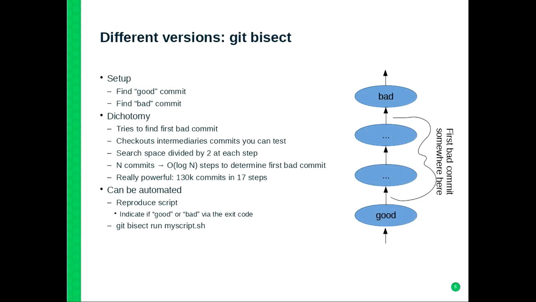So the idea, for those who don't know, is here is your history. You have a good commit in the past. Your program was working, and then something went wrong, and your current state doesn't work. So something in between introduced the bug. Instead of trying every single commit in your history, you do a dichotomy, which is sort of like searching for a word in a dictionary. You cut in the middle. You try the commit in the middle. If it's good or bad, it becomes your new boundary, and so you cut your search space in half. You repeat this process, and you cut your search space in half at each step. So effectively, it's a logarithmic approach, and it's really powerful.